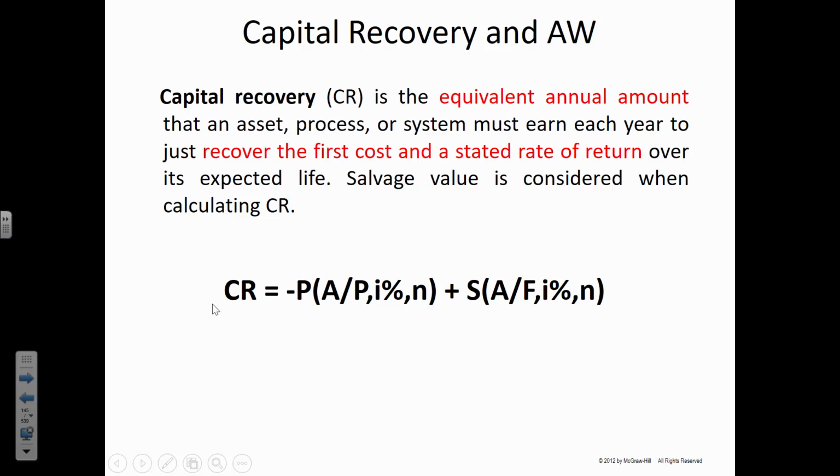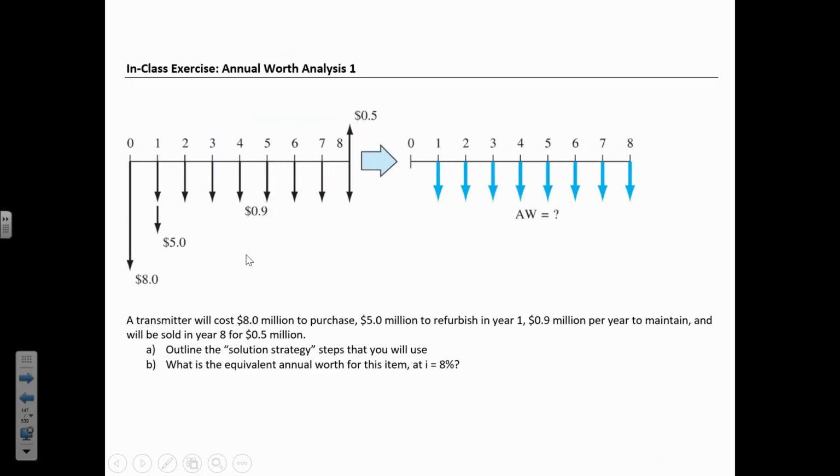So this capital recovery has to have the sign considered, because what you're trying to estimate is how much revenue you have to receive to cover that cost. And so the value of the salvage at the end is going to decrease how much annual revenue is required to cover the initial expense. So you're trying to recover the first cost and a stated rate of return when you've also taken into account the salvage value. All right, so here is today's first problem for the in-class exercise.